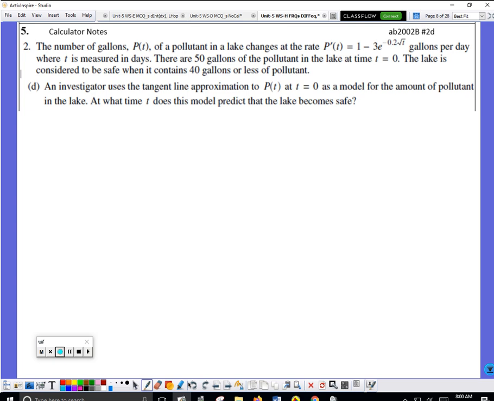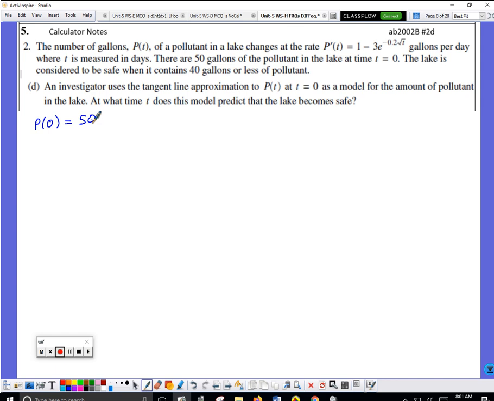As I read this problem, it says, the number of gallons P of a pollutant in a lake. So I stop and think for a moment. P represents how much pollution is in a lake. So just say it out loud, please. Is P an amount or a rate? Amount, okay. So P is an amount. But then they give me a formula for the rate. They give me P prime, the rate at which P will change. They give me a bunch of units. It says there are 50 gallons of pollution in the lake at time equals 0. As soon as I read that, I'm going to write on my paper P of 0 equals 50.